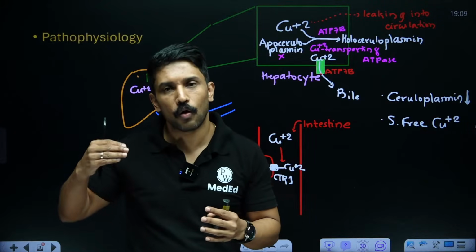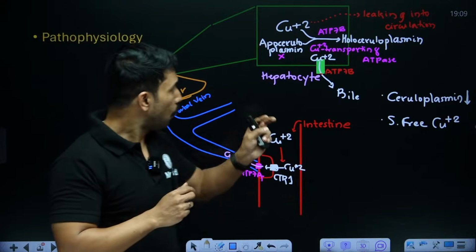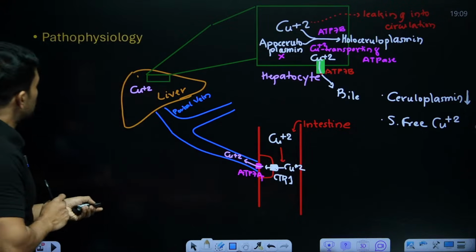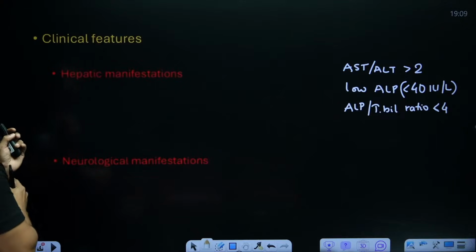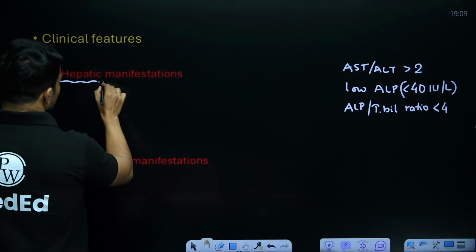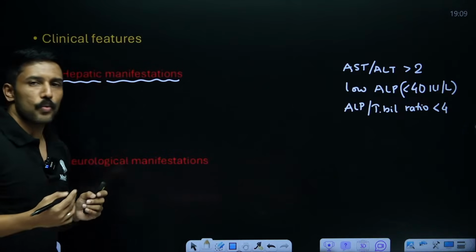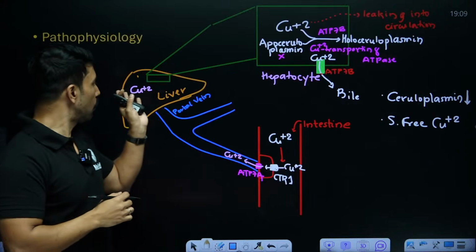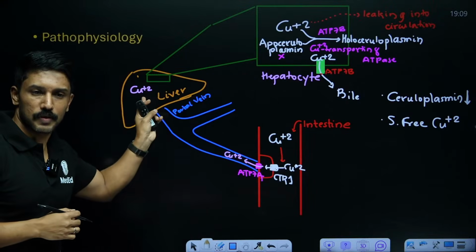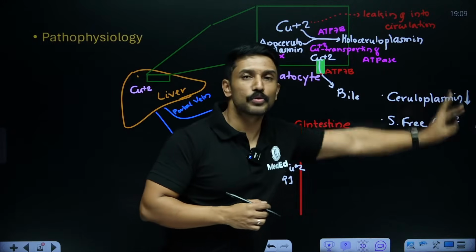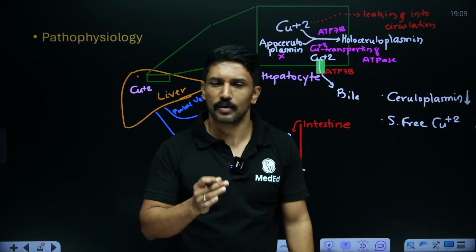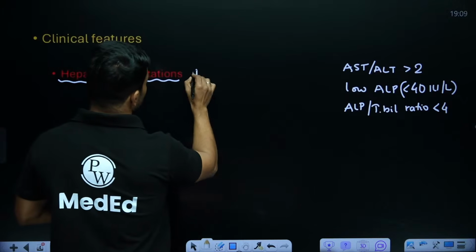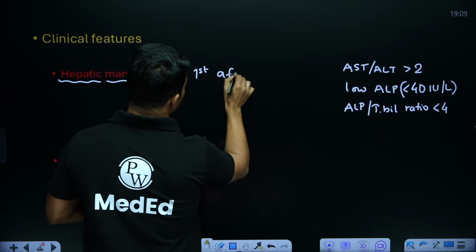So let us see what all manifestations we can expect once I have this ATP7B mutation. We are going to call this disease Wilson disease. When it comes to Wilson disease, if they ask you a question, what is the first affected organ? We know that the major load of excess copper is borne by the liver first. Then it leaks into the blood and goes to the other organs. So what is the first affected organ? Yes, it is going to be the liver. Liver is the first affected organ. Now what all can it cause to the liver?